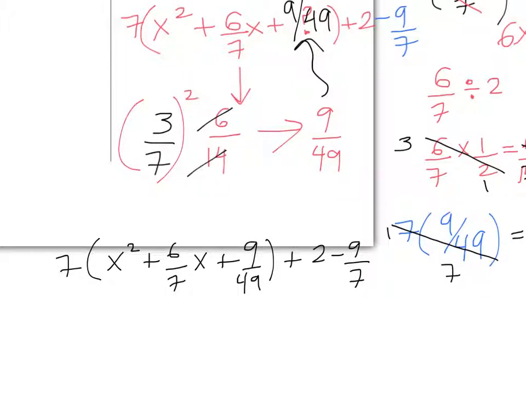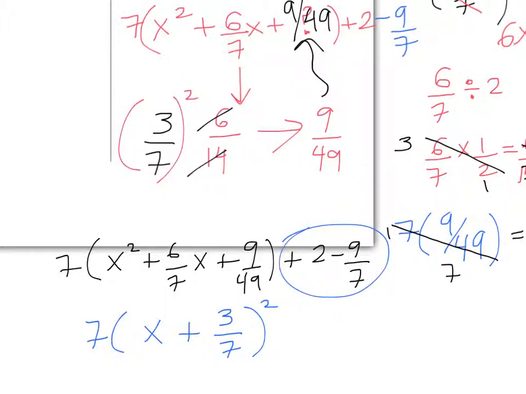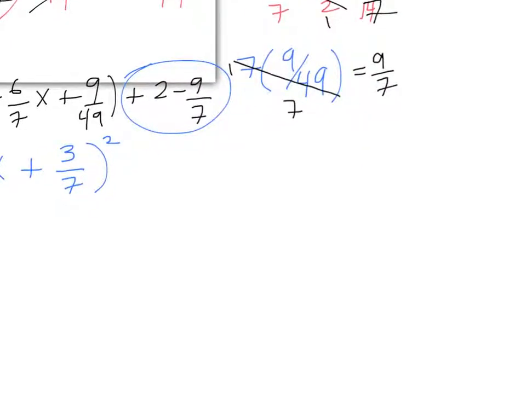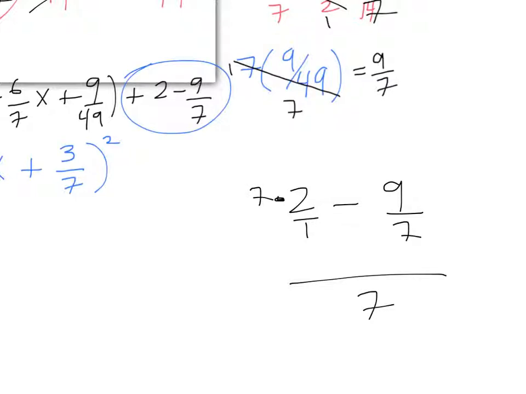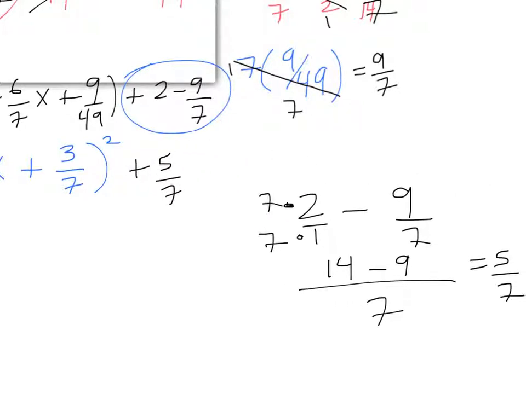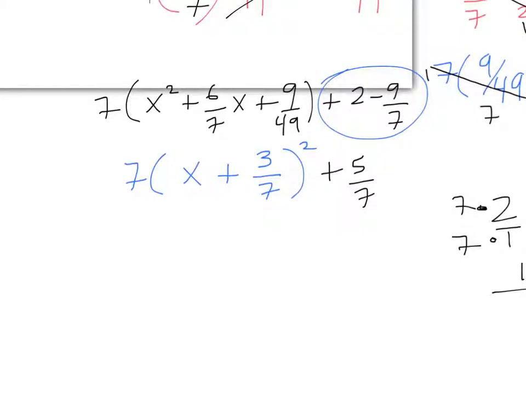Now my perfect square is going to be 7x plus the b over 2. How much was the b over 2? 3 over 7. All of this to the second power. And 2 minus 9 sevenths would be your k. So let's do this on the side. Now remember, they have to both be over 7 for you to be able to subtract the fractions. So 7 times 2 is a 14 minus 9. That would give you 5 over 7. So my k is 5 over 7. And that would be my final answer.